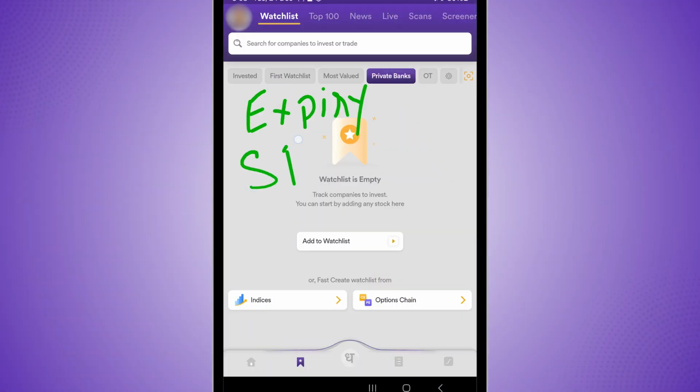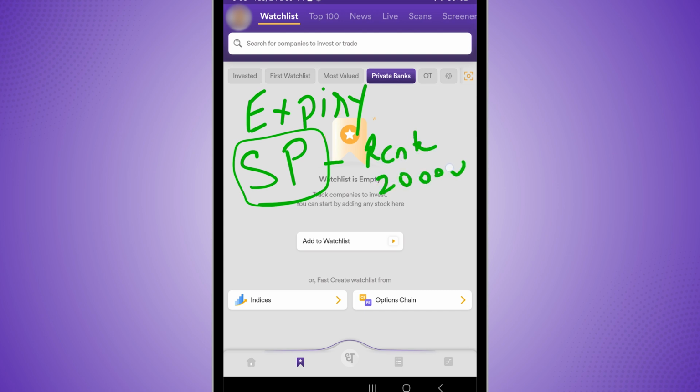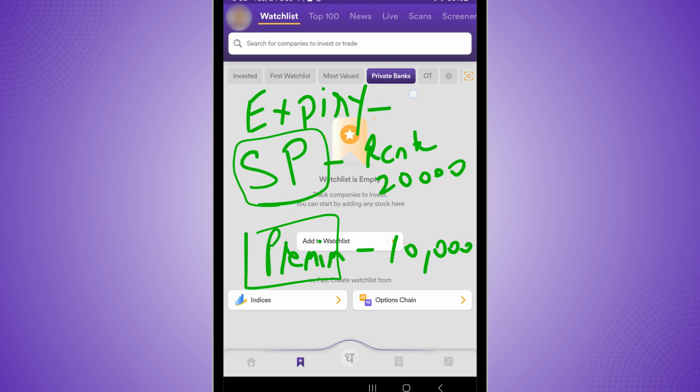So first, there is an expiry date. There is the strike price. In this house example, the strike price was the rental agreed to, which was 20,000. Then there is the premium. Premium was the deposit or the token given, which in this case was 10,000. Expiry was the date after 3 months on which date you would go and take the house.